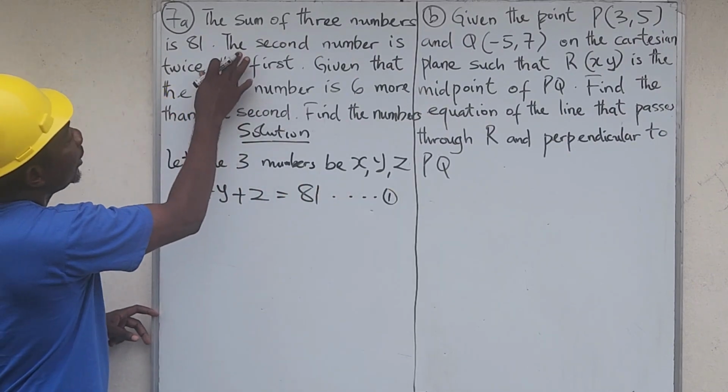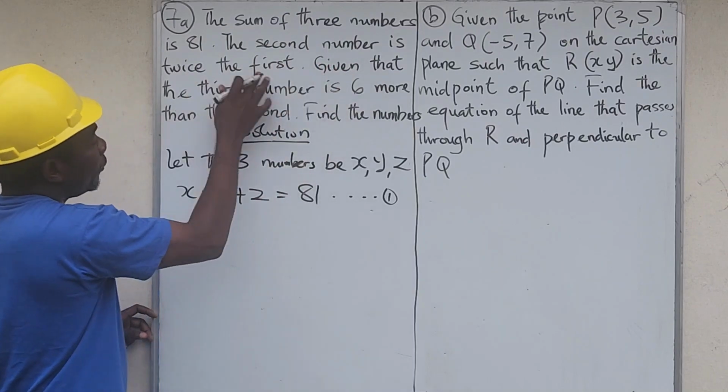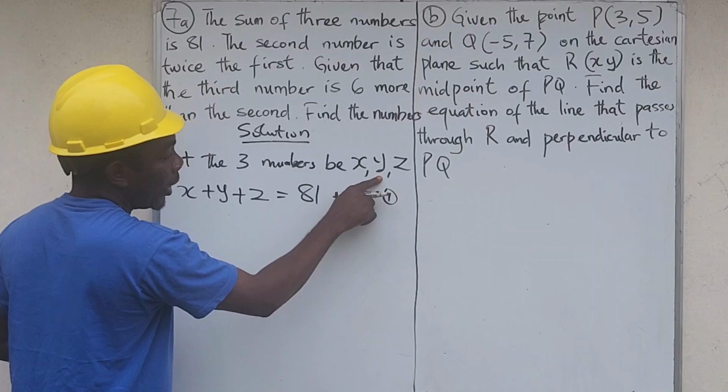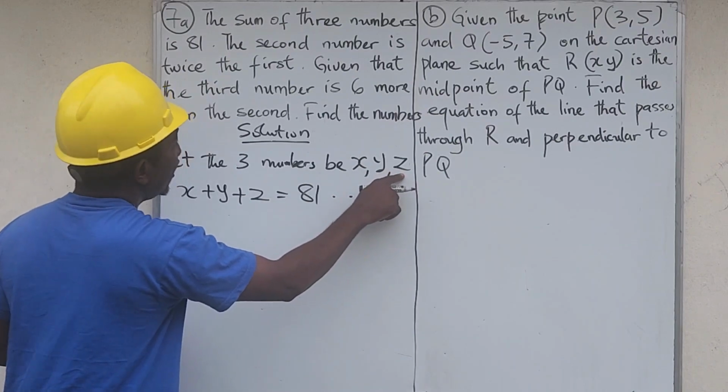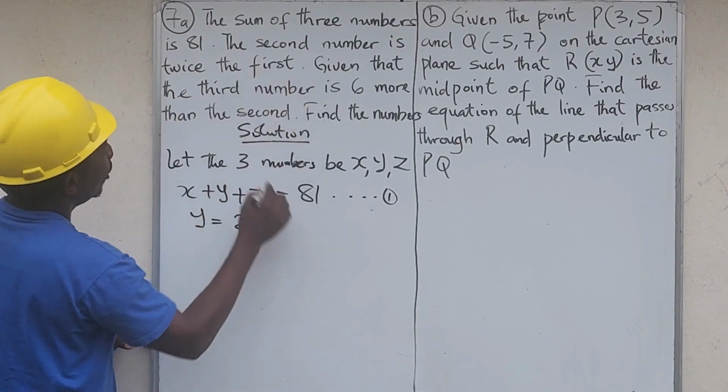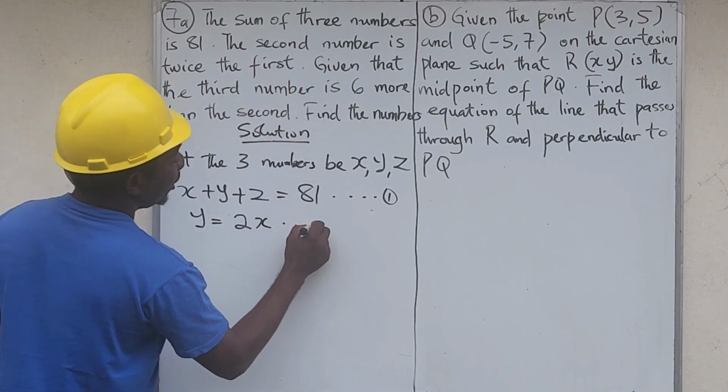The second statement says the second number is twice the first number. The second number is y, the first number is x, and the third number is z. So y equals twice the first number, which is twice x. Let's call this equation 2.